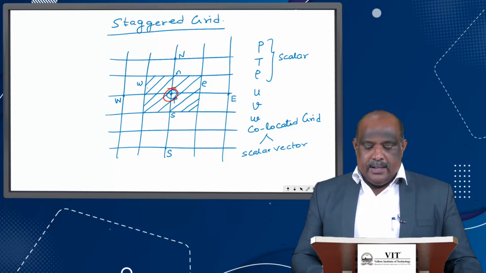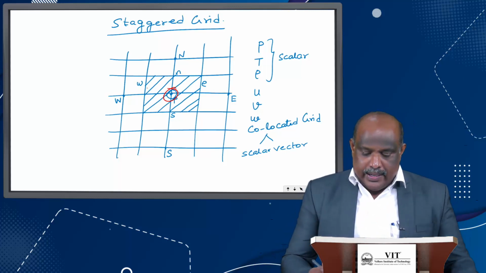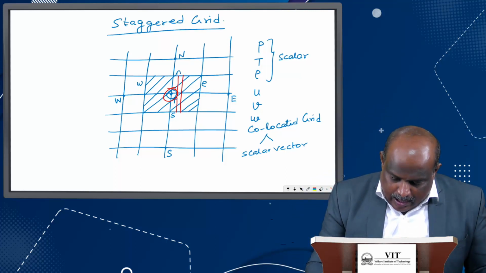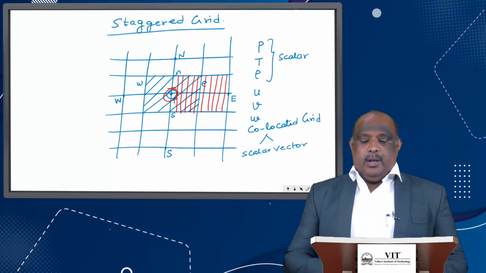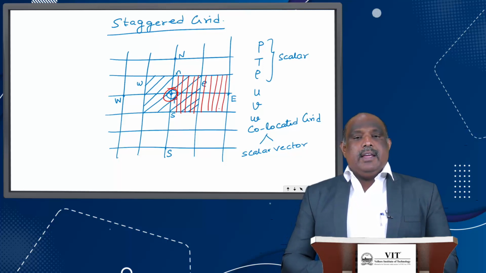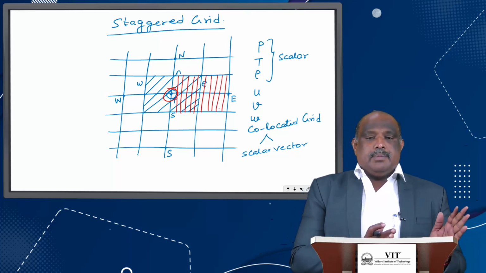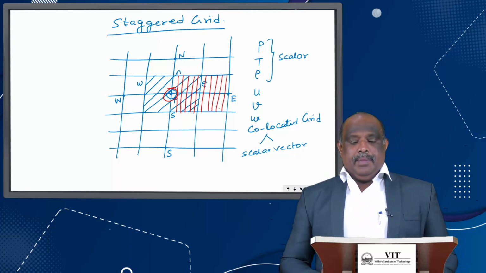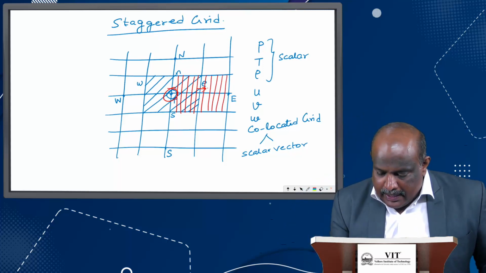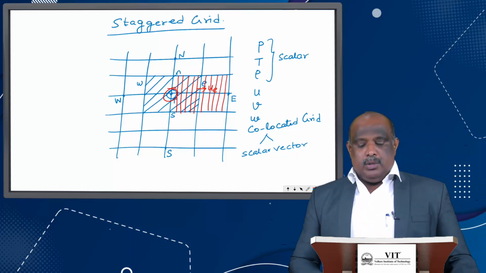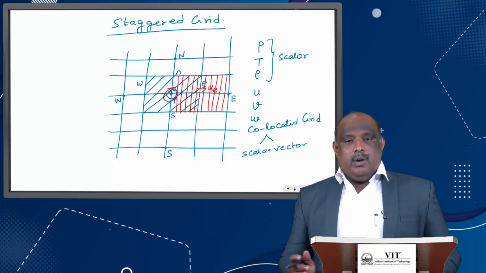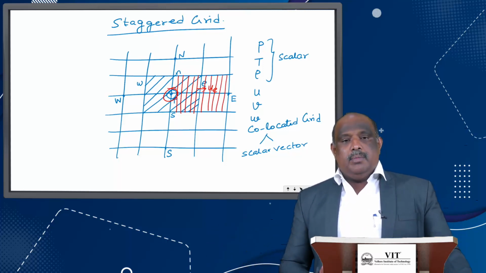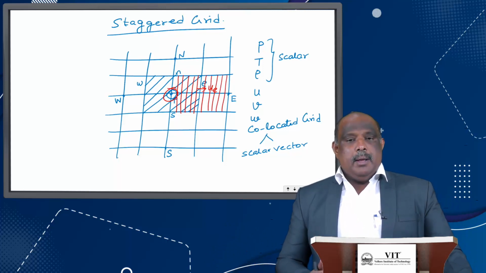If I draw it, you can understand. Now I am going to stagger it. Whatever I am indicating in red color is my U control volume. Earlier my main control volume was on the left hand side, whereas my U control volume is slightly shifted to the right hand side. This is called UE. So this U control volume is moved to the right. What are the endpoints of this U control volume? The nodes P and E.